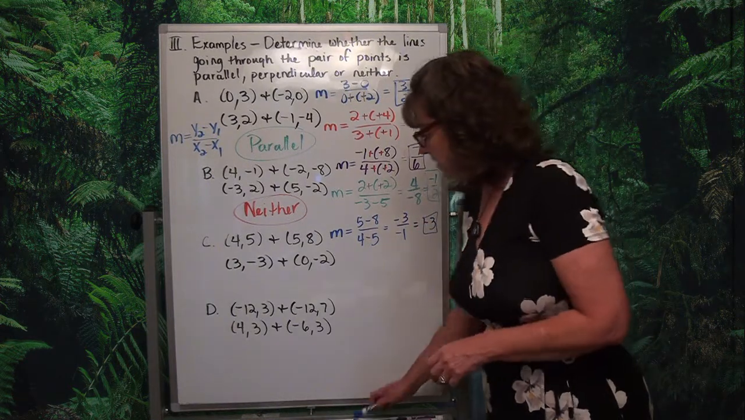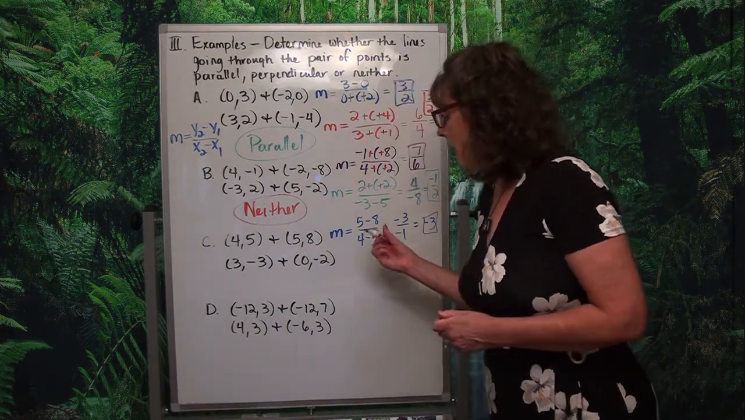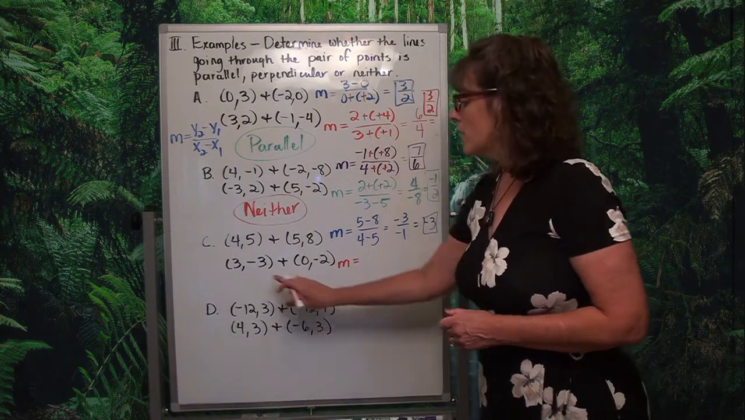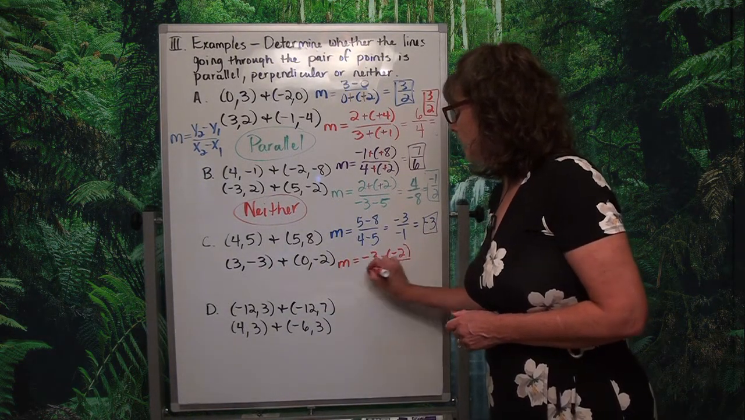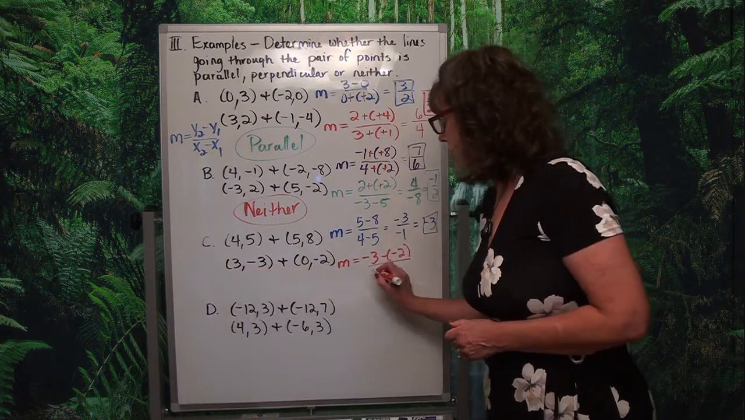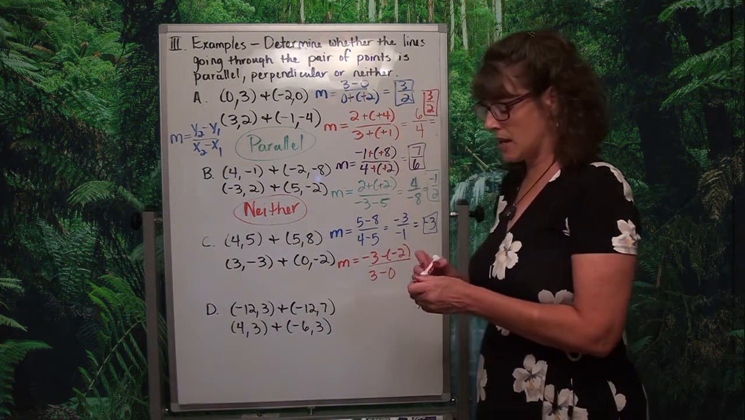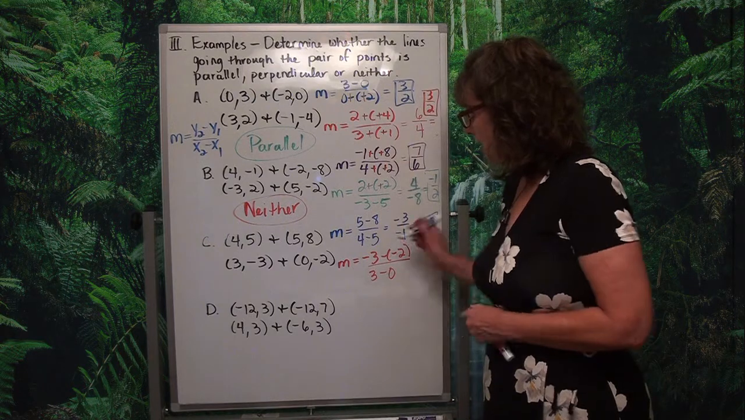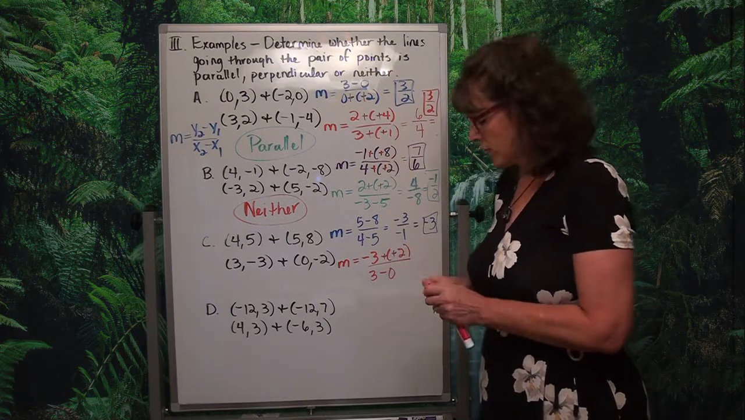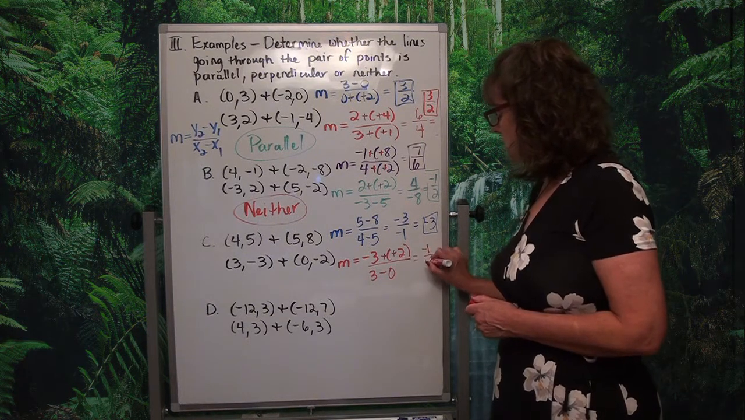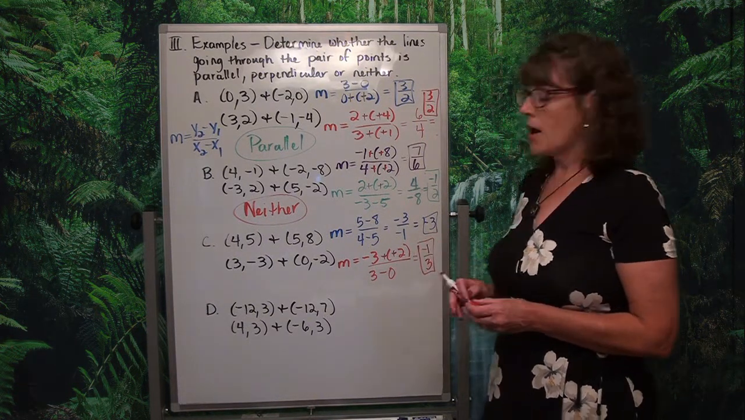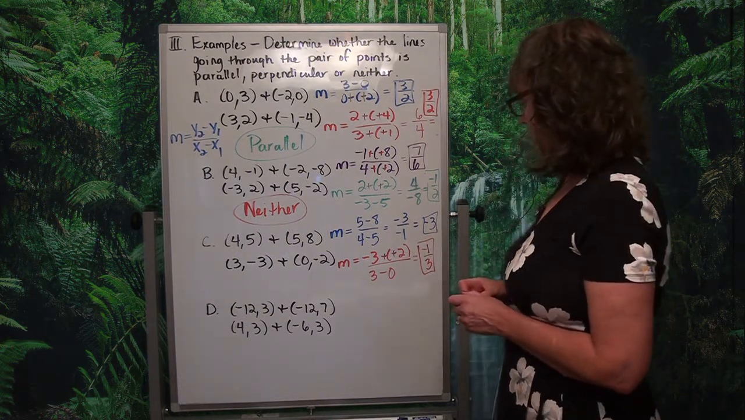Now let's take a look at the second one here. I'm going to do -3 minus -2. And if I have to go that order, it has to be 3 minus 0. And like we keep saying, subtracting a negative is really adding a positive. So -3 plus 2 is a -1. And 3 minus 0 is 3. Okay. Notice that.